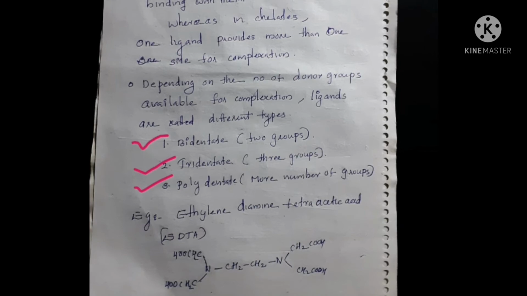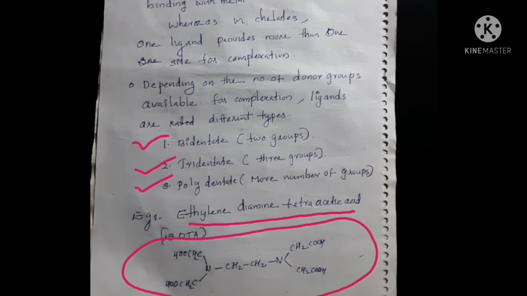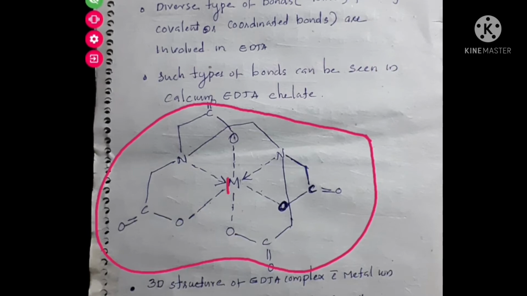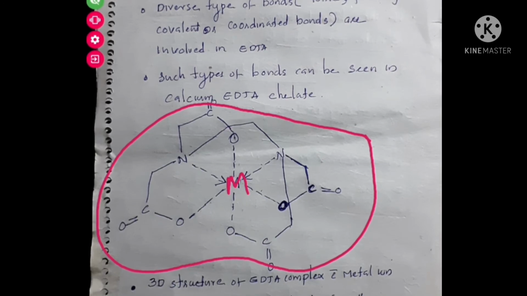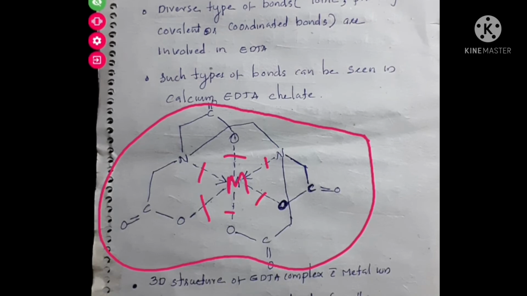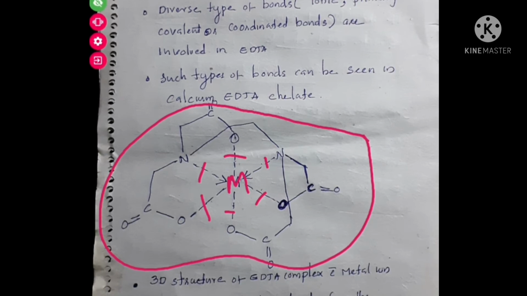EDTA means ethylene diamine tetraacetic acid. Here you can see the structure of ethylene diamine tetraacetic acid. This is the 3-dimensional structure of EDTA complex with a metal ion. Here you can see the central metal ion, and it has 6 points of attachment. So it is known as hexadentate.